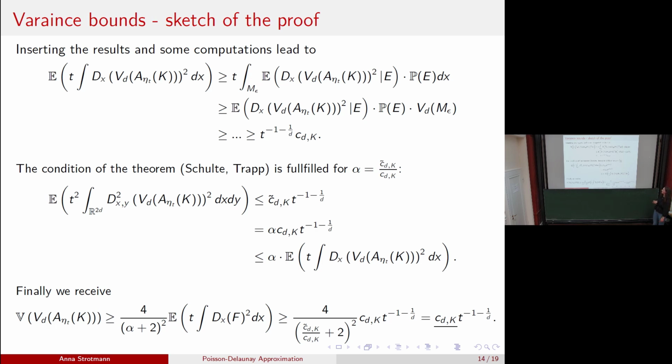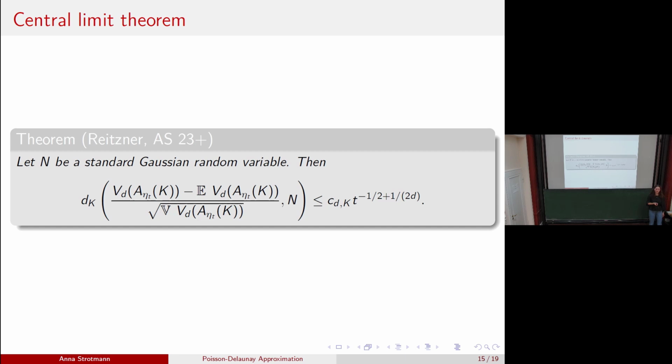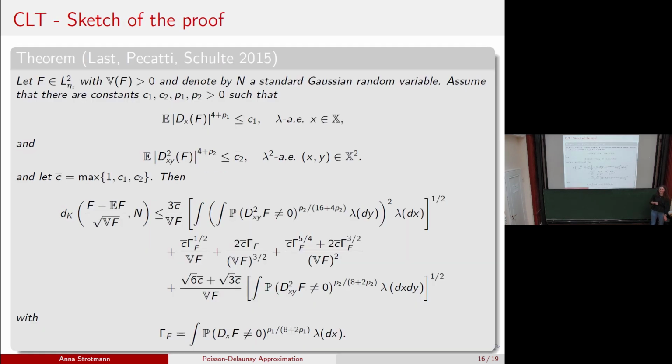Good. Next, we use the variance bounds and especially the lower bound to calculate a central limit theorem. And the order of the convergence rate here is the same as the convergence rate for the Poisson-Delaunay approximation. And yeah, I don't want to go into much detail on the proof, but I just want to show you which theorem we use for it. We use the theorem by Lachièze-Rey, Peccati, and Schulte from the year 2015, and it's somehow a combination of the Stein method and some bounded moment condition.